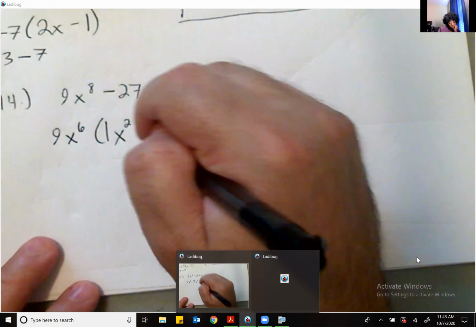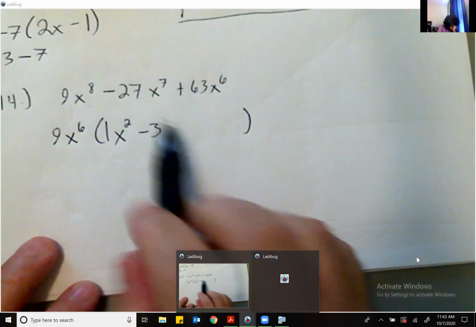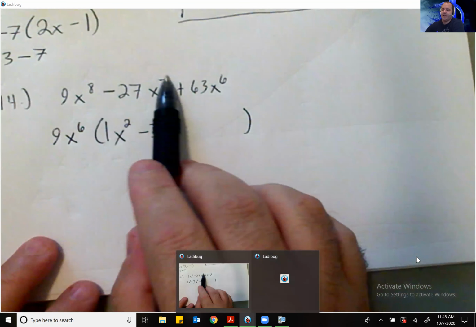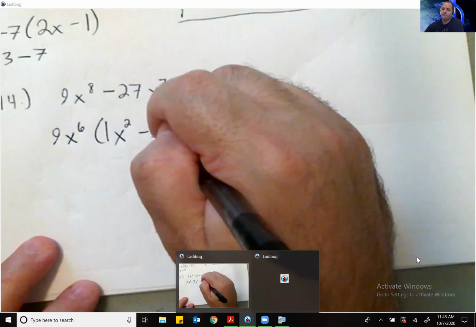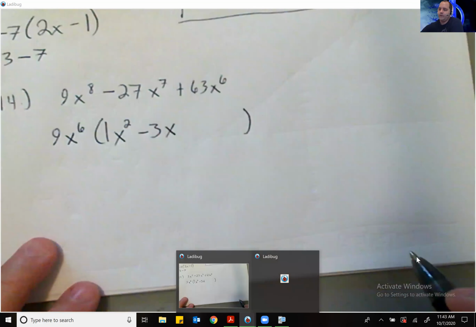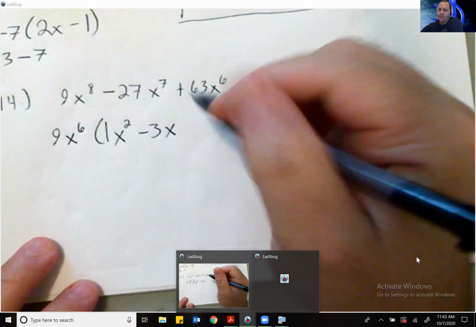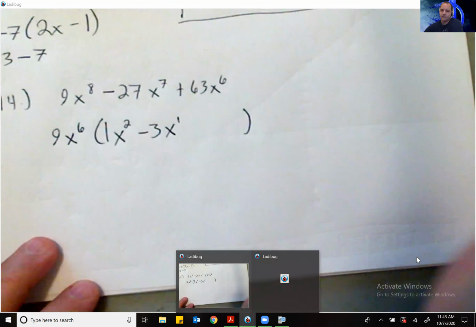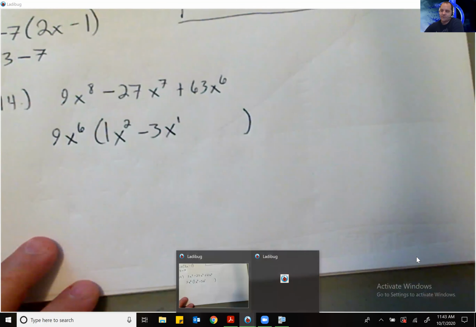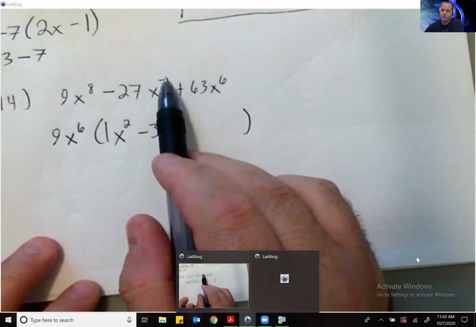Negative 3. Okay. This guy had $7. We took 6. How many dollars are left? x to the first. You can put x, or you can put x to the first. It doesn't really matter, because there really is x to the first left, because 7 minus 6 is 1.